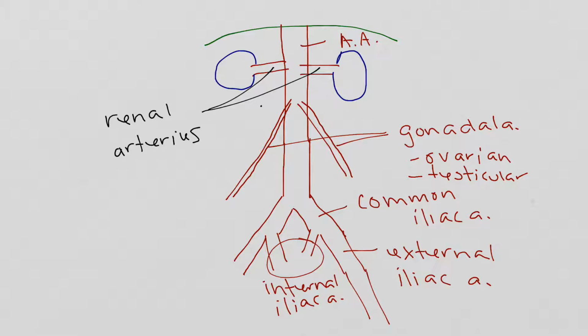If there is any way to tell whether it is male or female, you then give them their appropriate names, either ovarian or testicular. So what you're looking at here are all of the paired branches off of the abdominal aorta. We've got renal arteries on the left and right. We've got gonadal arteries on the left and right. And then we've got the common iliac arteries on the left and on the right. The next thing that we need to look at are unpaired arteries.